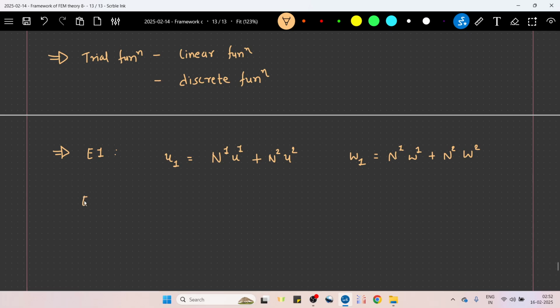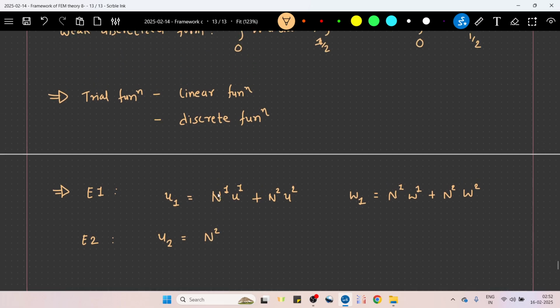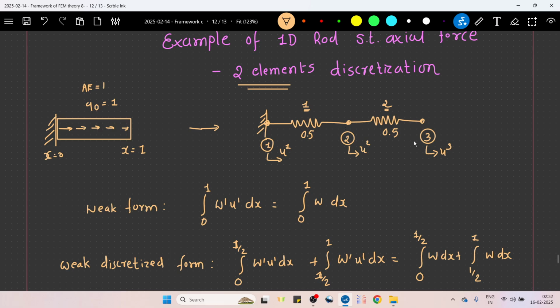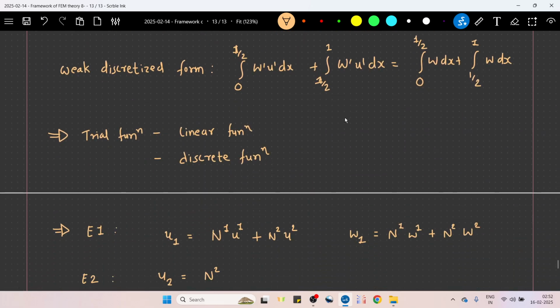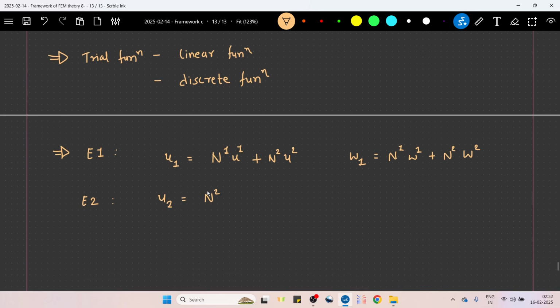And for element 2, the displacement in element 2 is, as you know, a function of this element's nodes, so nodes 2 and 3. So n2 u2 plus n3 u3. And w2 is equal to n2 w2 plus n3 w3, with coefficients w2 and w3 and shape functions n2 and n3.